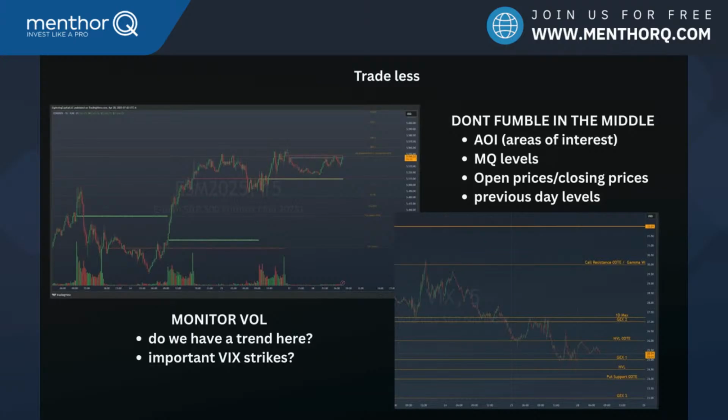Of course, these charts are showing MenthorQ levels because I'm part of a team and I'm using it actually. And what I always do, I always map out some important strikes in the VIX as well to set up a trade long or short in the indices. But that's obviously something you can only use when you are part of our community. Nevertheless, this stuff works in tandem all the time, or most of the time.